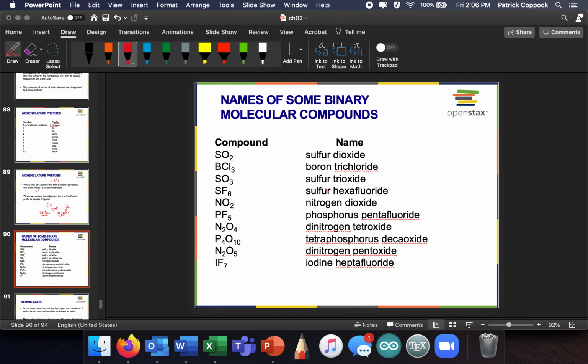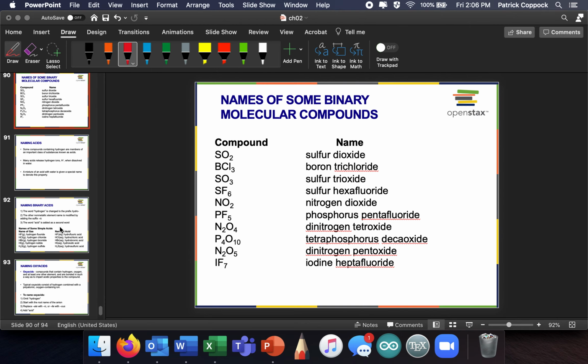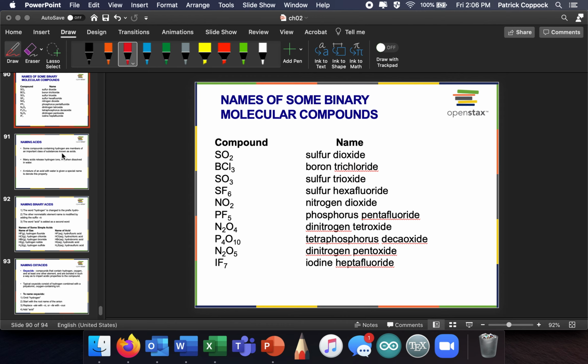All right. So, names of some binary molecular compounds: sulfur dioxide, boron trichloride. You can see these examples. You don't need me to read those to you. All right. Now, naming acids is another animal altogether.